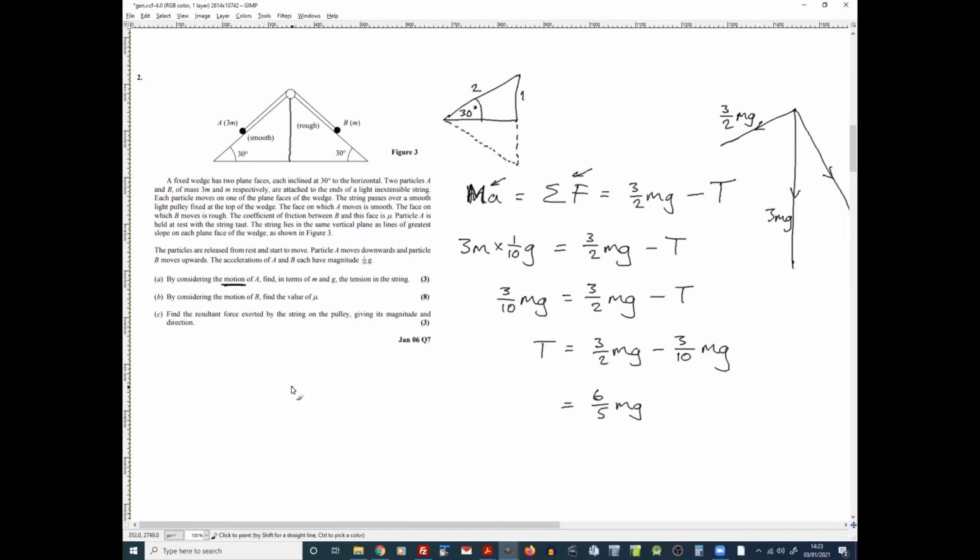So let's try and do that for B. By considering the motion of B, find the value of mu. So for particle B, ma would be what? M times... we don't know the acceleration, do we?